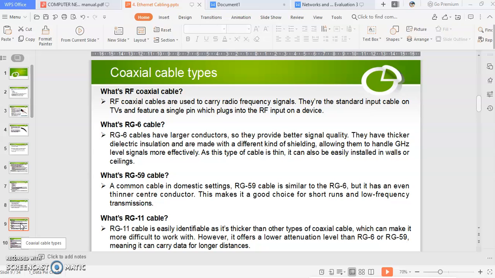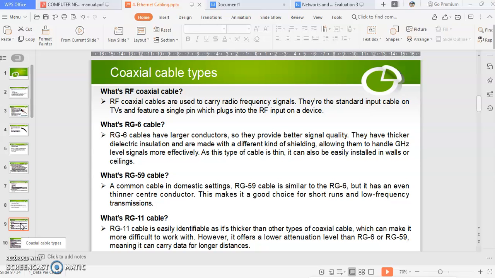Like your radio stations, these are the cables they use. They are the standard input cable on the TV and feature a single pin which plugs into your radio frequency input and devices. This is common.